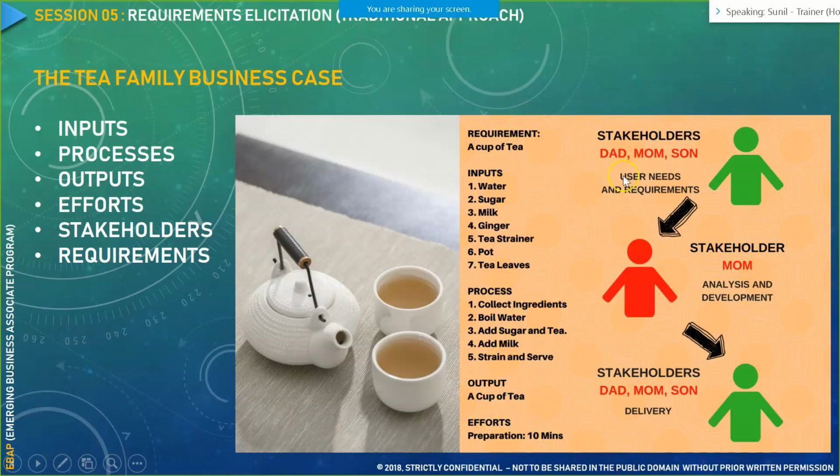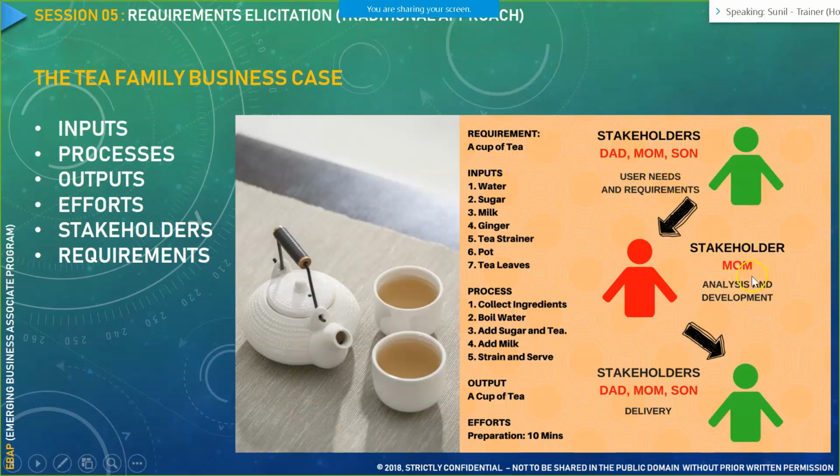Now coming to the other part, the stakeholder: who needs that cup of tea? Like in a particular family, your dad, your mom, your son need that particular cup of tea. In that case, all three are your stakeholders. So they are the need initiators. Who has the need of this cup of tea? So we need to understand from a stakeholder perspective who is asking for that particular requirement, whether it's a business sponsor, whether it's a business person, whether it's an operation person, or whether it's a project manager. Who is that particular stakeholder?